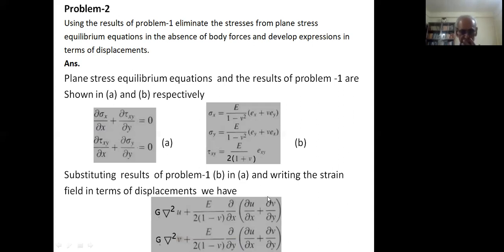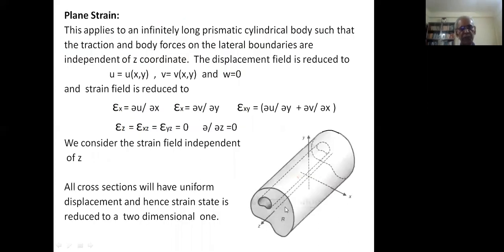Please note this. Okay, so this is problem 2, which again is not a very difficult one. All you have to do is to substitute sigma x from B into A, and then you get an equation in terms of strain, and then write the strain in terms of displacement, which will look like this. So this is a simple problem, and I hope you can do it yourself and satisfy yourself. I leave it to you. Let's go to plane strain problems.